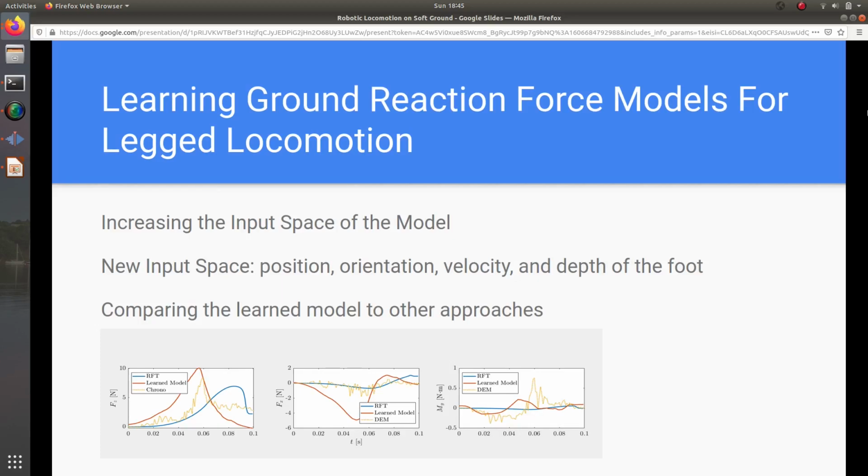To generate these plots, we ran the DEM simulation forward once to gather a trajectory of the foot through the granular material. At each time step, we use the given state of the foot as input to the RFT model and neural network model to predict the ground forces and torques. Below are the results. The ground truth is in yellow, RFT is in blue, and the neural network is in orange.